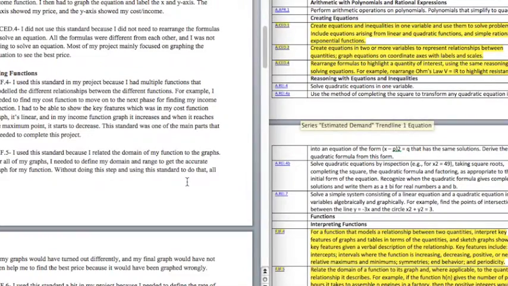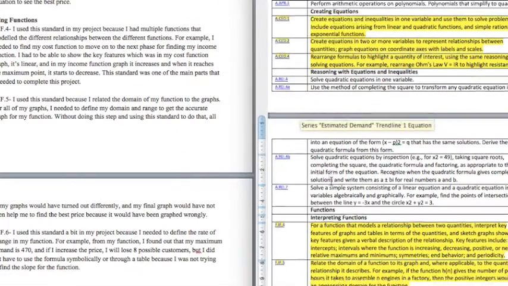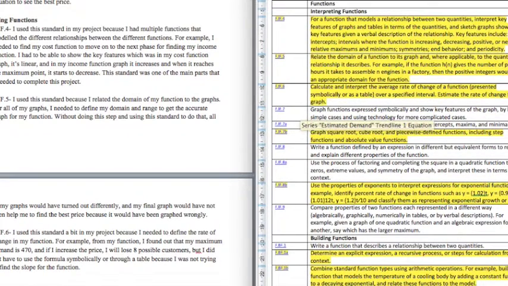Now we have interpreting functions. Yay! If you scroll down here. So the first one we have is F-IF 4. So in this we need to, for a function that models a relationship between two quantities, interpret key features of graphs and tables in terms of the quantities, and sketch graphs showing key features given a verbal description of the relationship. So it's just kind of identifying the graph and being able to explain what each part shows and the relationship between the formula and the graph.